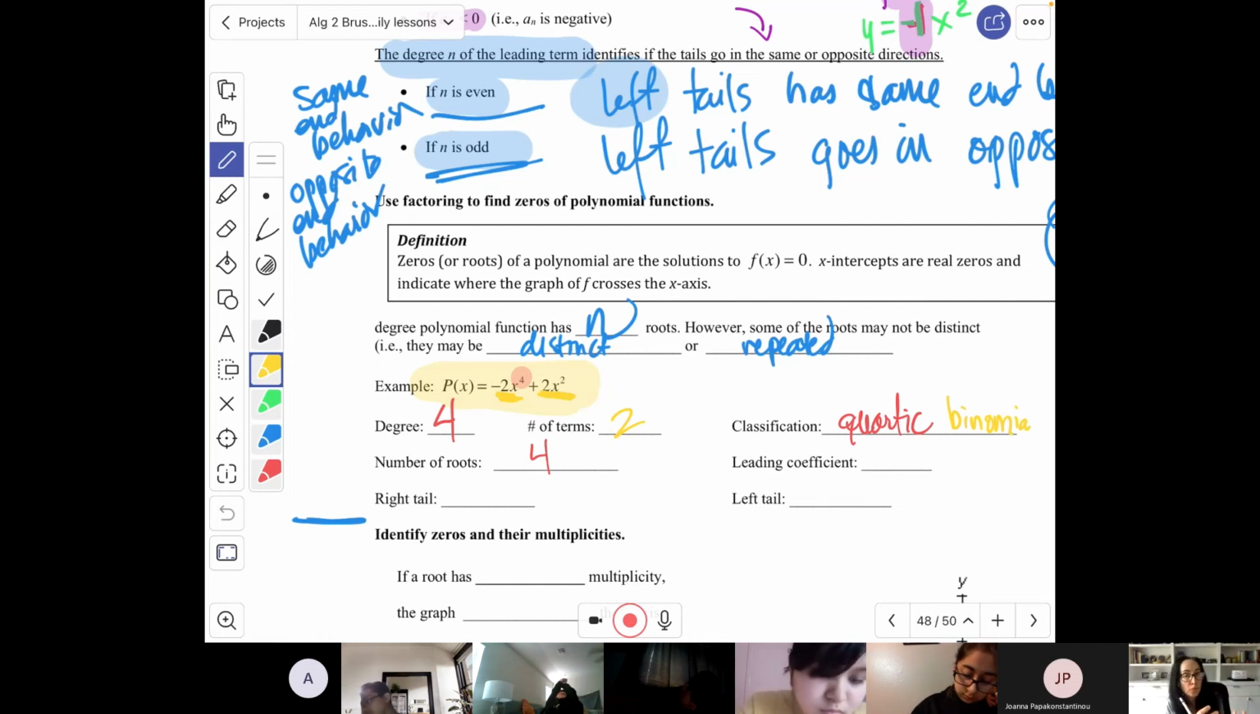So I could have a cubic trinomial. I could have a quadratic monomial, depending on the number of terms. You classify based on the degree and the number of terms. Now, what is the leading coefficient of this polynomial? And again, you always want to write it in standard form, exponentially descending order, to identify the leading coefficient and the degree. What is the leading coefficient of this polynomial?